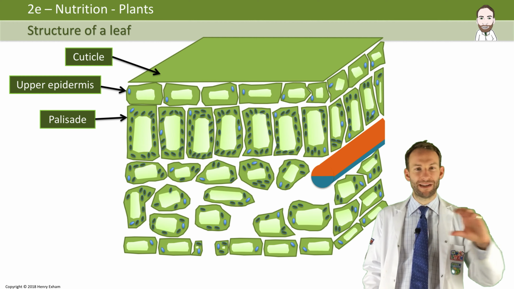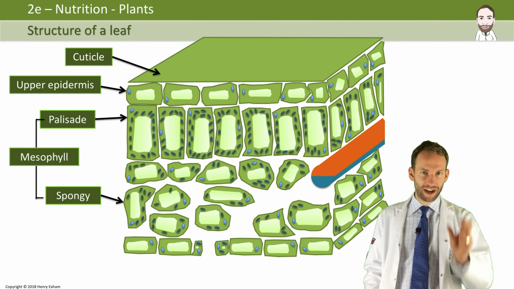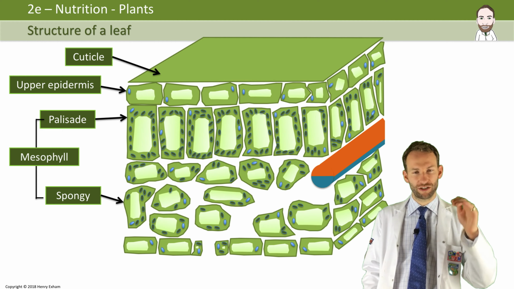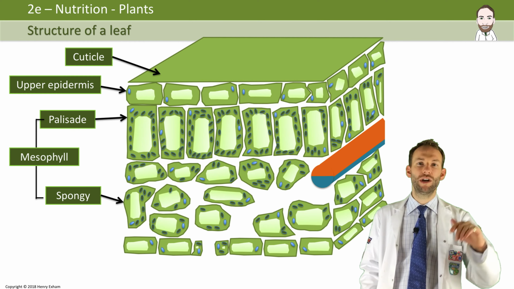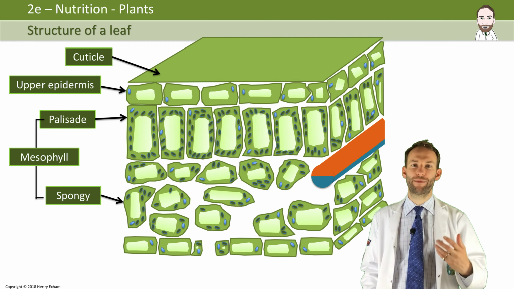The mesophyll just means the middle layer of the leaf. So the palisade cells there, they are tightly packed. Look at them, tightly packed so that no light squeezes through and misses them. We want light to hit all the chloroplasts in those cells and photosynthesis to happen there.